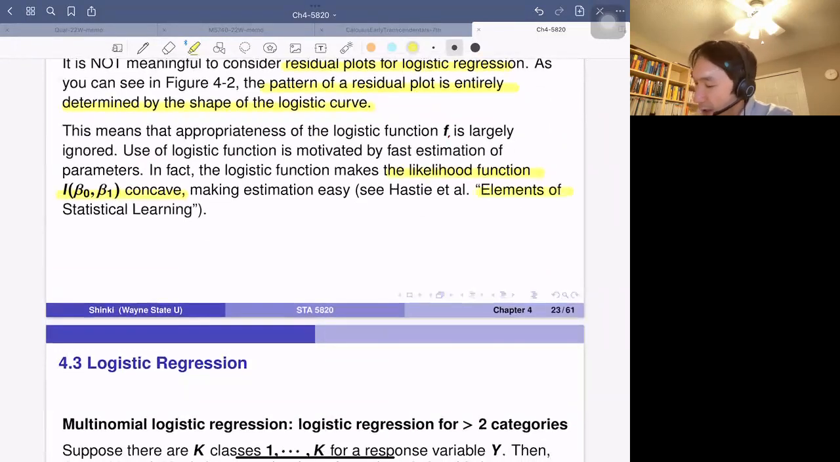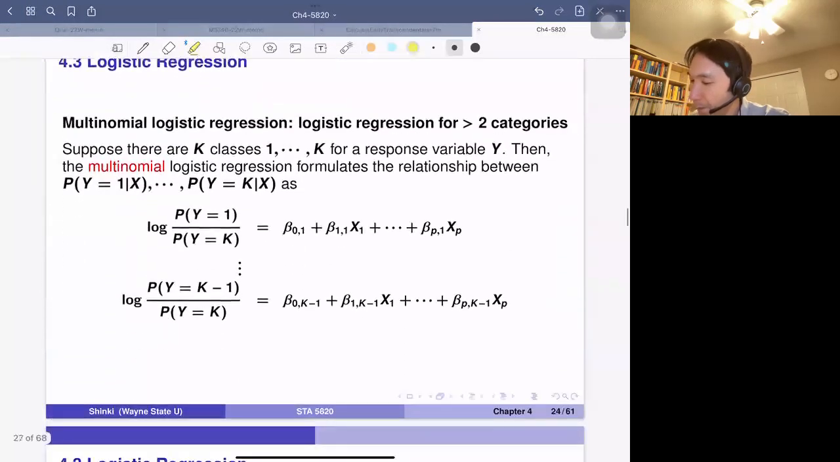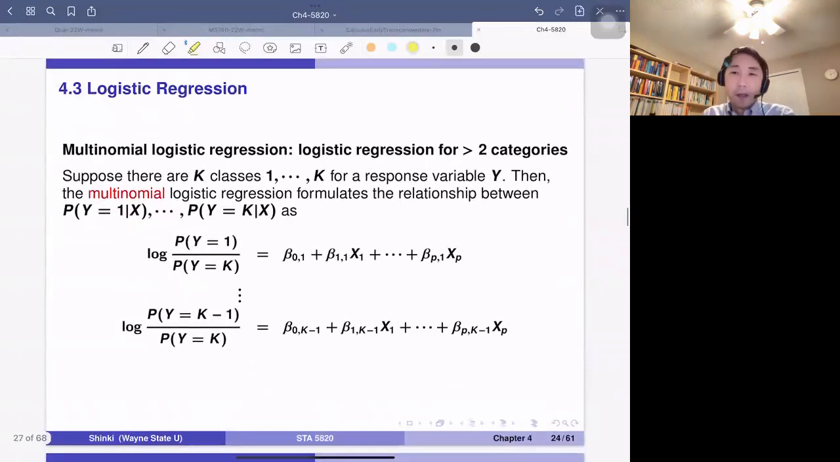And Elements of Statistical Learning: this book is a little more advanced than our textbook. It discusses the properties of logistic regression pretty well, even compared to some statistical textbooks. Any questions so far?